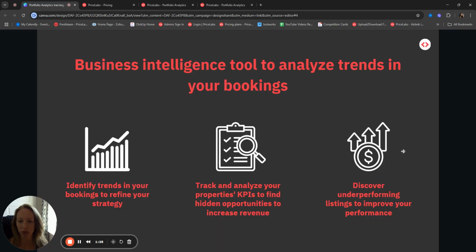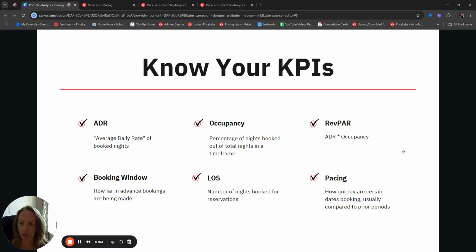All right, so what is portfolio analytics? Simply put, it is a business intelligence tool to help you analyze trends in your bookings or in your own portfolio's data, right? So your own data. It can help you identify trends in your bookings that can refine your strategy. You can track and analyze a property's or multiple properties' KPIs, key performance indicators, over time to find hidden opportunities to increase revenue. It can also help you discover underperforming listings to improve your overall portfolio performance.